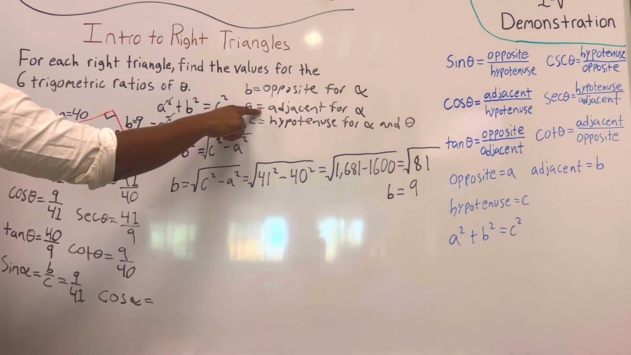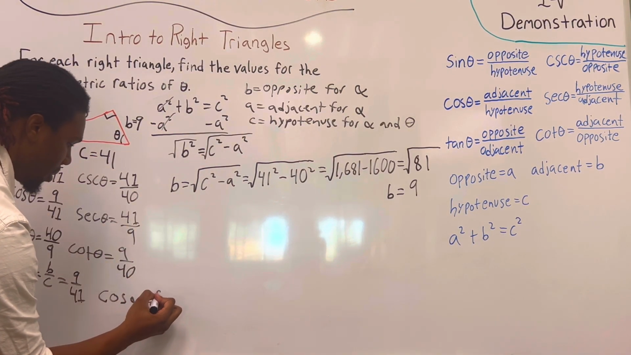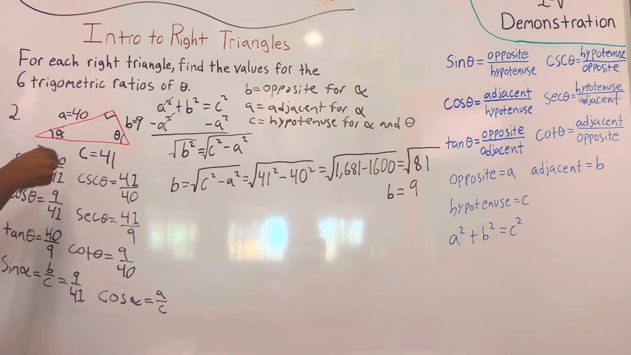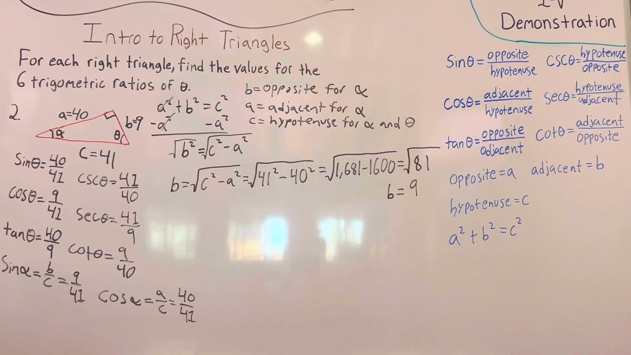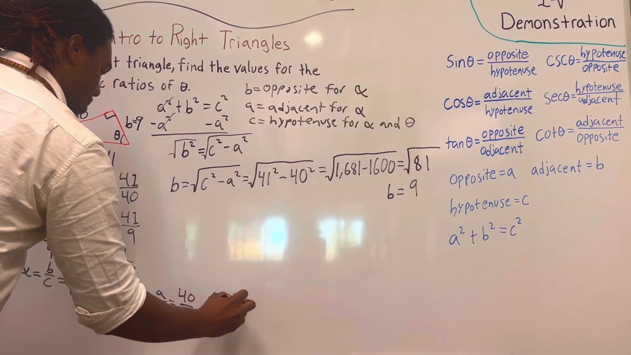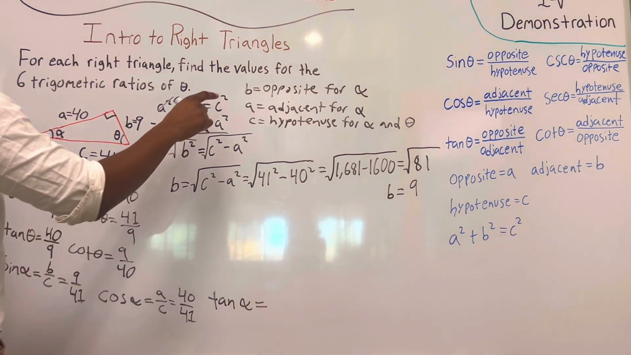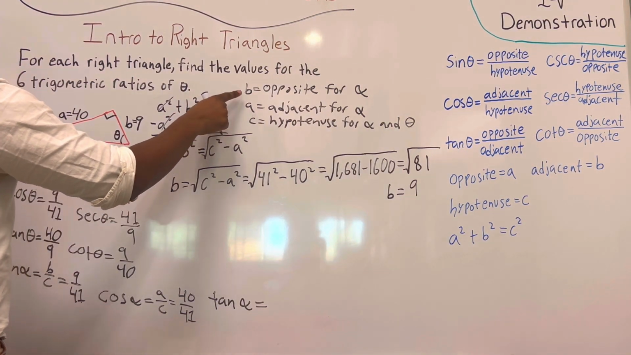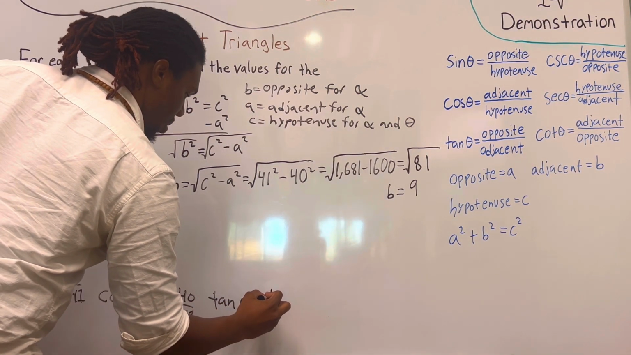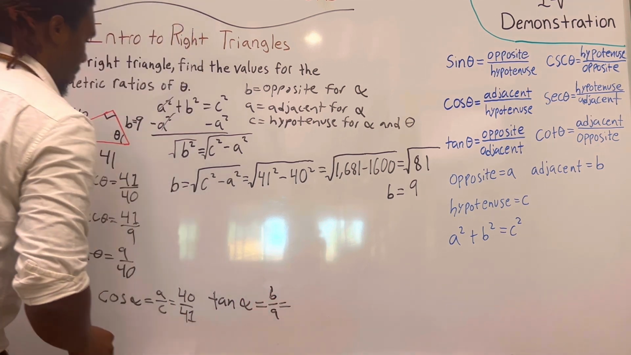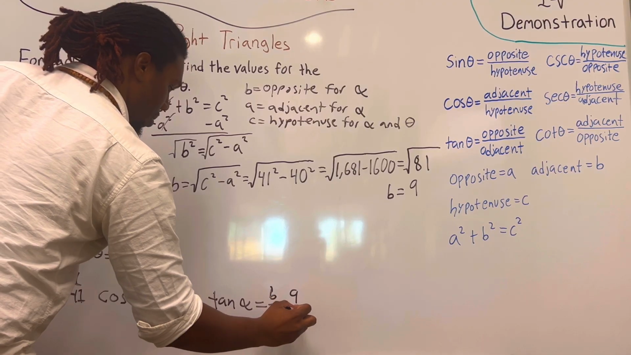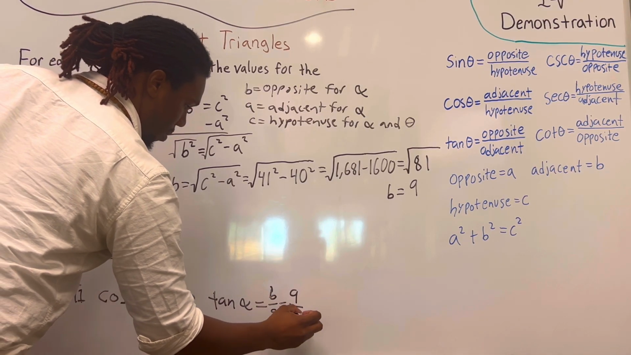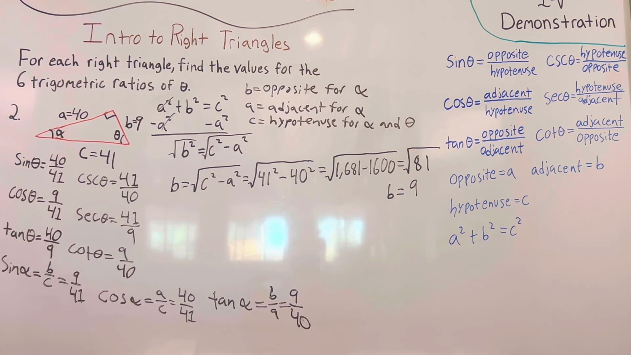Cosine alpha is going to be adjacent over hypotenuse. Adjacent for alpha is a. So a is 40 and c is 41. So cosine alpha is 40 over 41. And then lastly, tan alpha is going to be opposite over adjacent, which is going to be b over a. And b is 9 and a is 40. So tan alpha is 9 over 40.